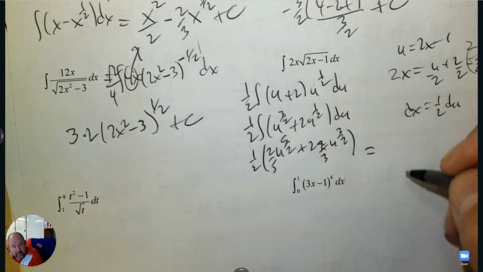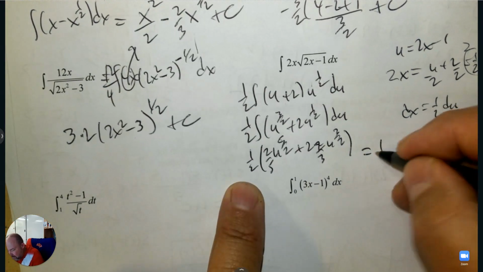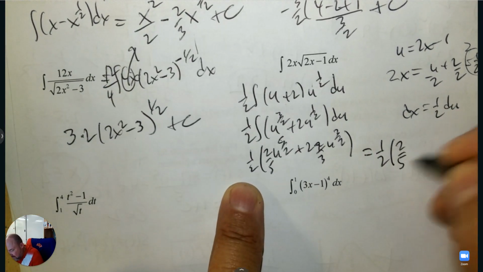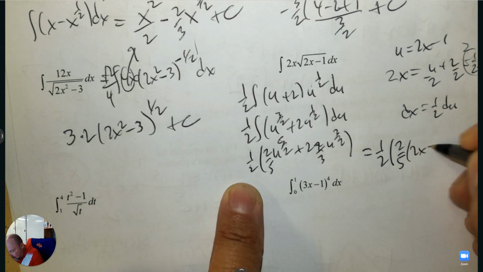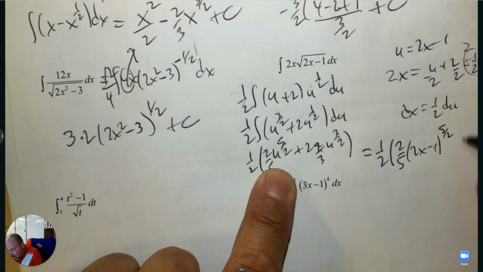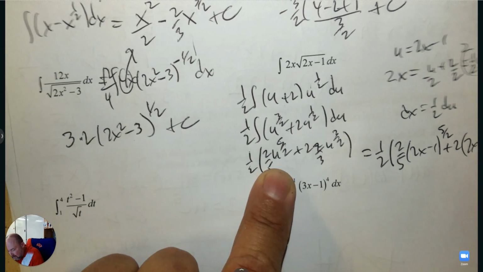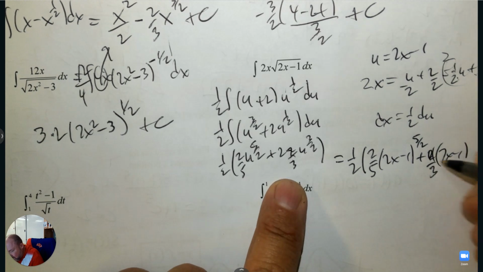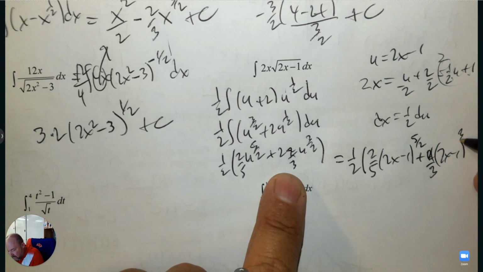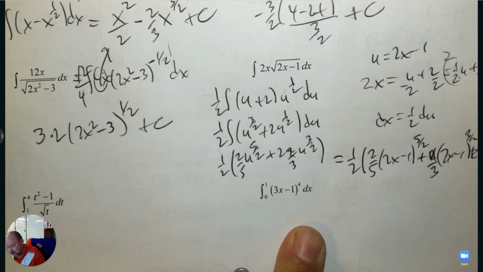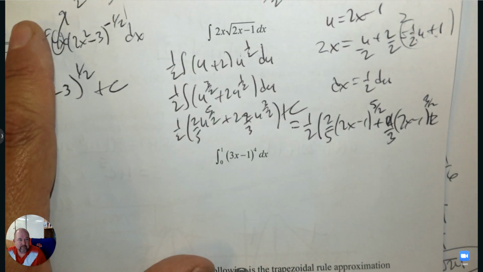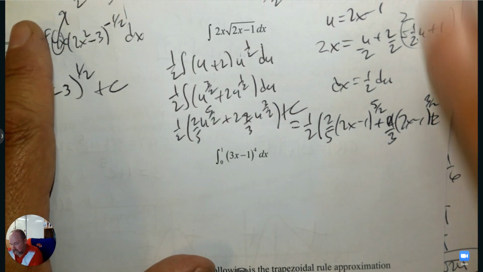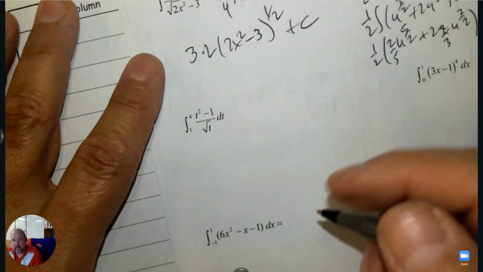And then the last step, you don't need to multiply the 1/2 through, is I need to put x back in. So 2x minus 1 to the 5 over 2. And then 2x minus 1, that's 4/3, right? 4/3 to the 3 over 2 plus c. Boom, go clear. All right, boo, we don't want to do a lot of those.